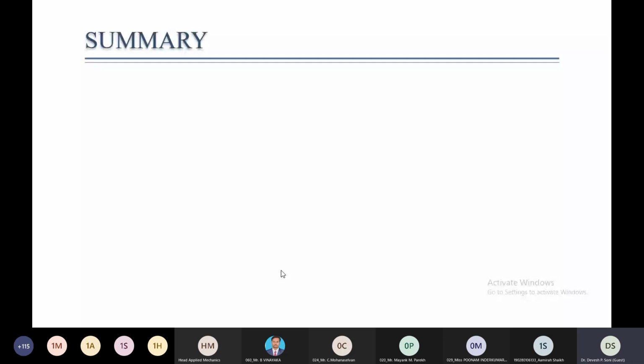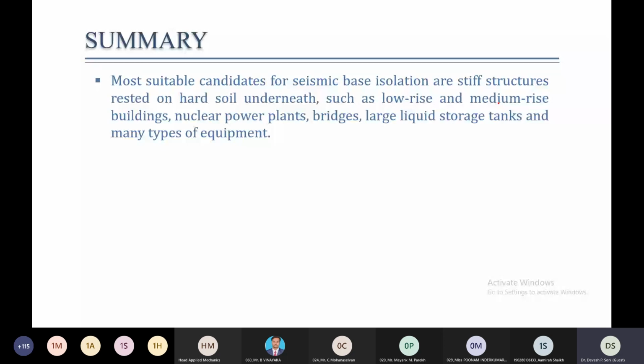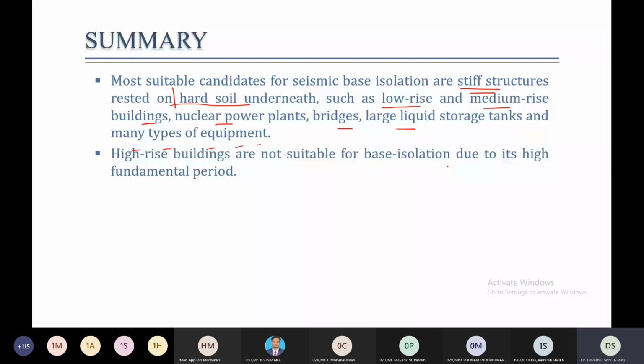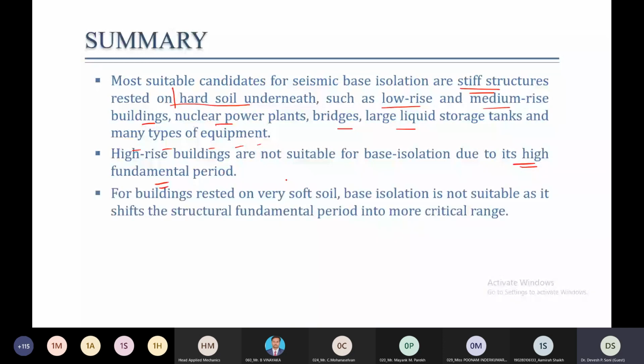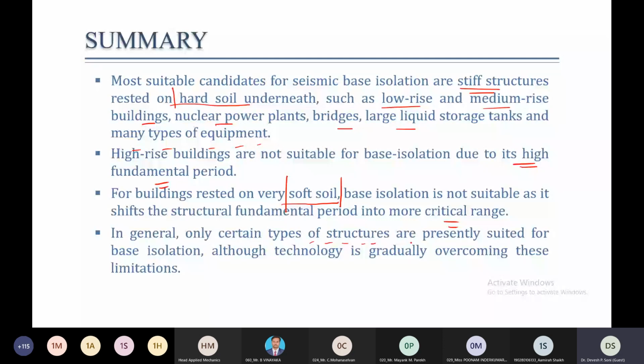In summary, the most suitable candidates for seismic base isolation are stiff structures, meaning flexible structures are not suitable. Stiff structures rested on hard soil, such as low rise and medium rise buildings, nuclear power plants, bridges, large liquid storage tanks, and many types of equipment are the most suitable candidates for base isolation. High-rise buildings are not suitable for base isolation due to their high fundamental period. For buildings rested on very soft soil, base isolation is not suitable as it shifts the structural fundamental period into a more critical range. Lastly, in general, only certain types of structures are presently suited for base isolation, although technology is gradually overcoming these limitations. So this is the summary of the presentation.